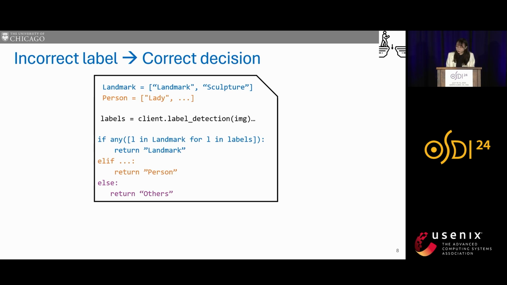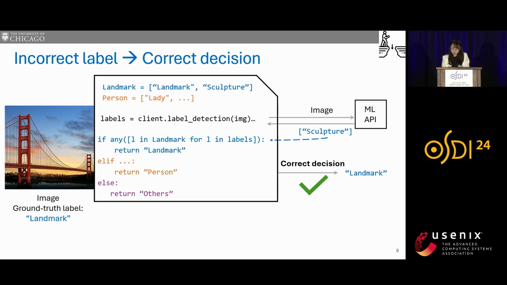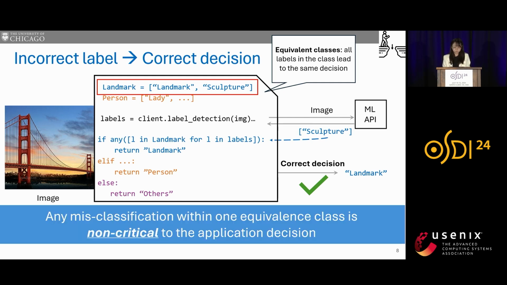However, even if the ML API's output is wrong, for example, misclassifying this Golden Gate Bridge photo to be a sculpture, the application's decision could still be correct. This is because the sculpture matches the first if condition because it's in the landmark equivalent class. So the output will still be returning landmark, which is a correct decision. Here we call this list of labels equivalent classes because all the labels in the class lead to the same application decision. We can see that any misclassification within an equivalent class is non-critical to the application's decision.